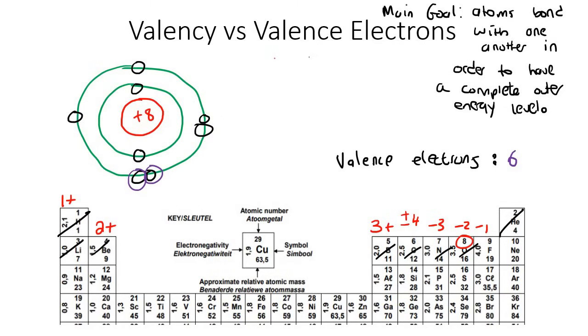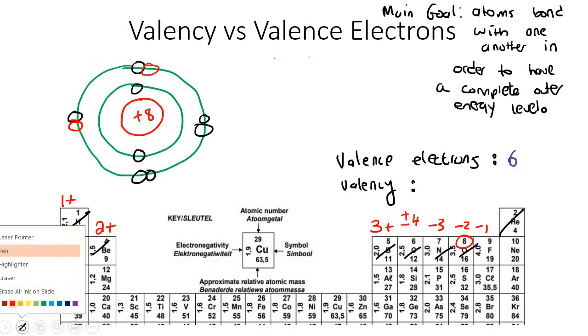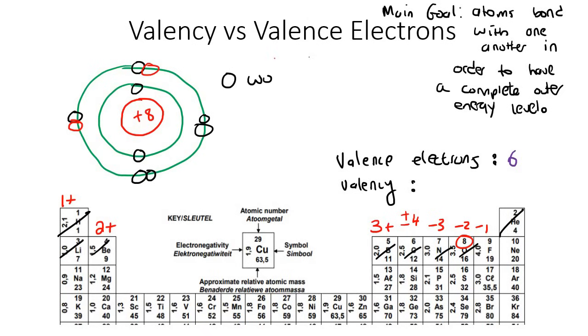But now, if you had to look at valency, then you have to think about, if oxygen wanted to bond with something, remember, it would always try to have a complete outside energy level. And what we learned in the previous lesson is that oxygen would rather, instead of losing 6 electrons, gain another 2. So oxygen would rather gain 2 electrons. So at the moment, it has 8 protons, and at this moment, it has 8 electrons.